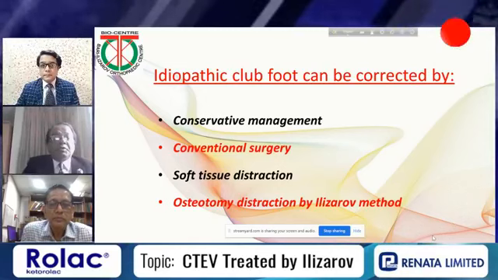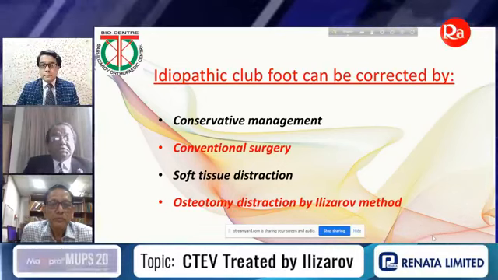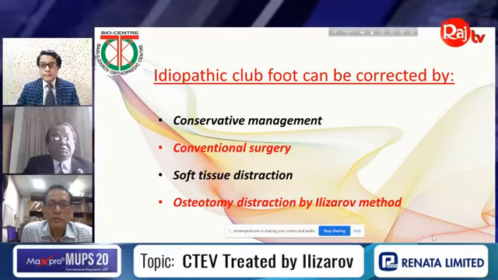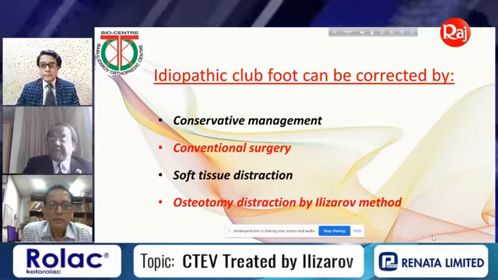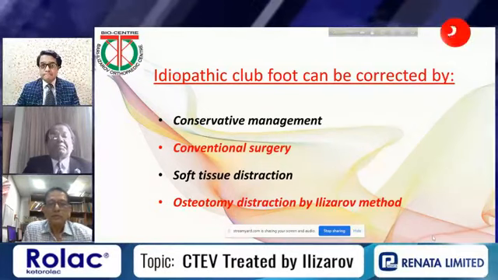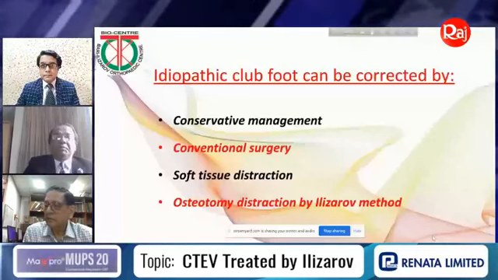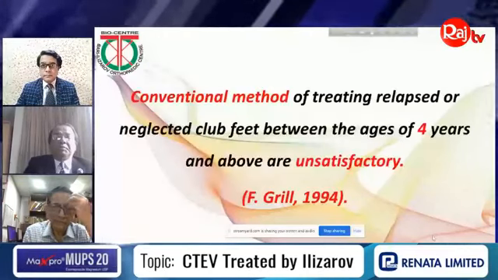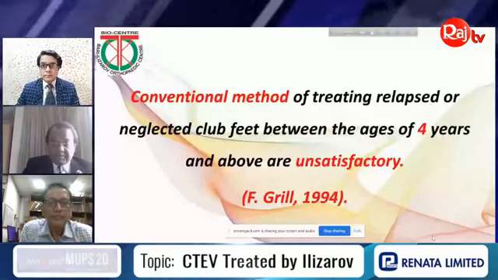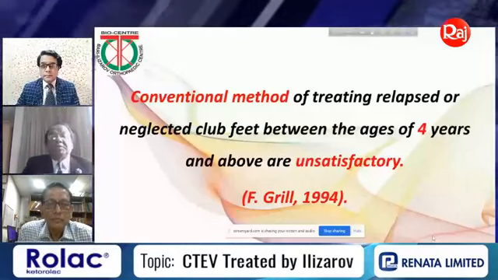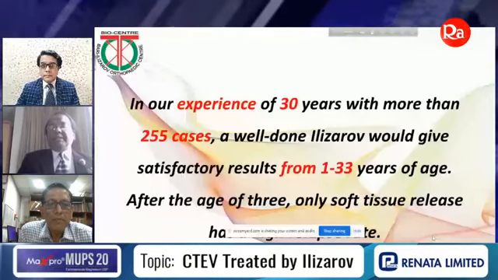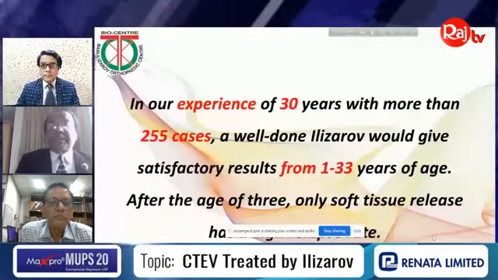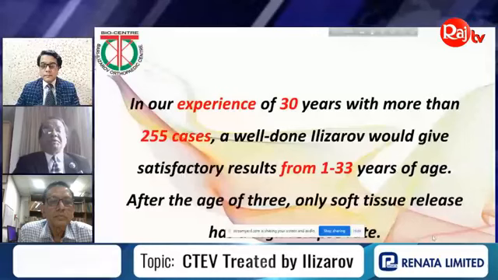You can do soft tissue release and at the same time osteotomy with distraction by the Ilizarov technique. Conventional method of treating relapsed or neglected before. In our experience of 30 years with more than 55 cases, a well done Ilizarov would give satisfactory results from 1 to 33 years of age.